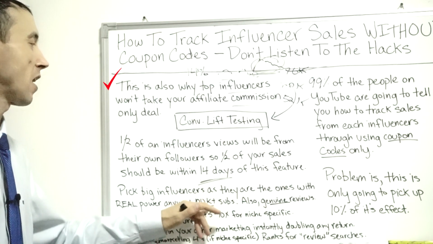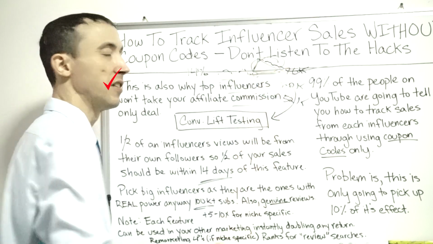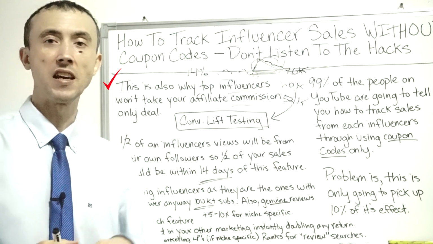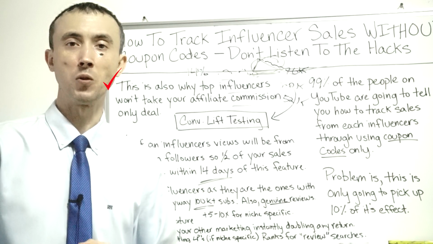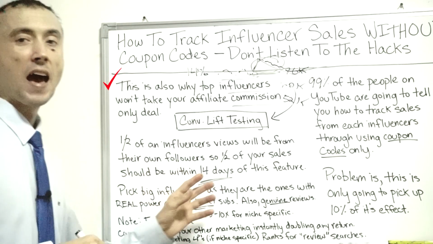And with the 100K or more people, you'll be able to significantly see the sales rise in the 14 days directly after that influencer mentions your product or service. And then with that, don't bother.